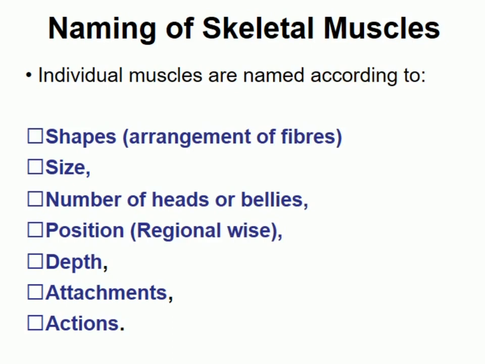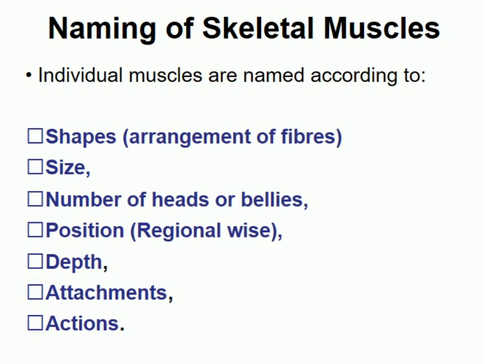First, we have the shapes or arrangement of fiber, either parallel or oblique. We have size of the muscle. We have number of heads or bellies. We have position, origin wise. We have depth. We have attachments and actions.